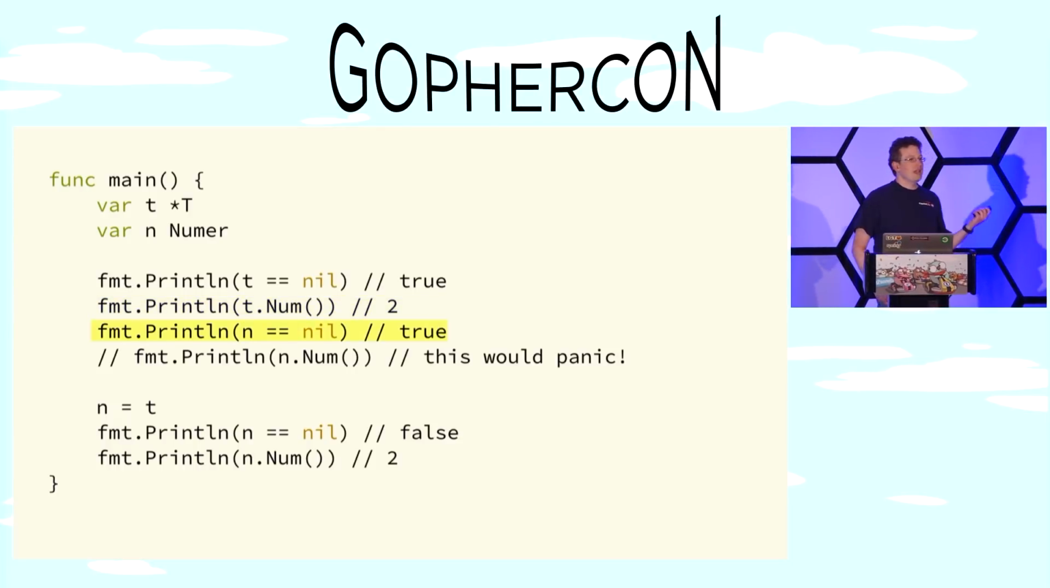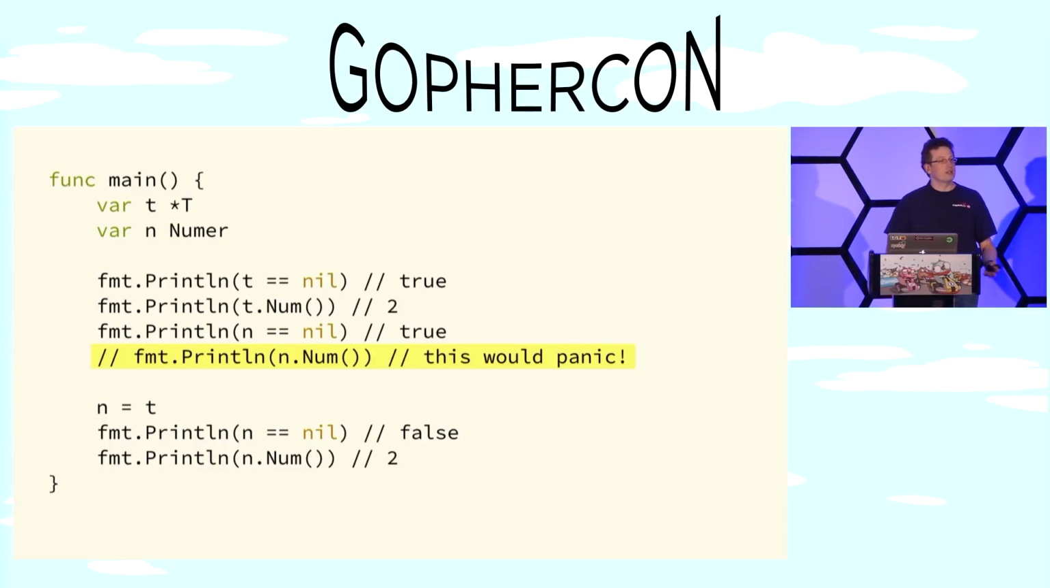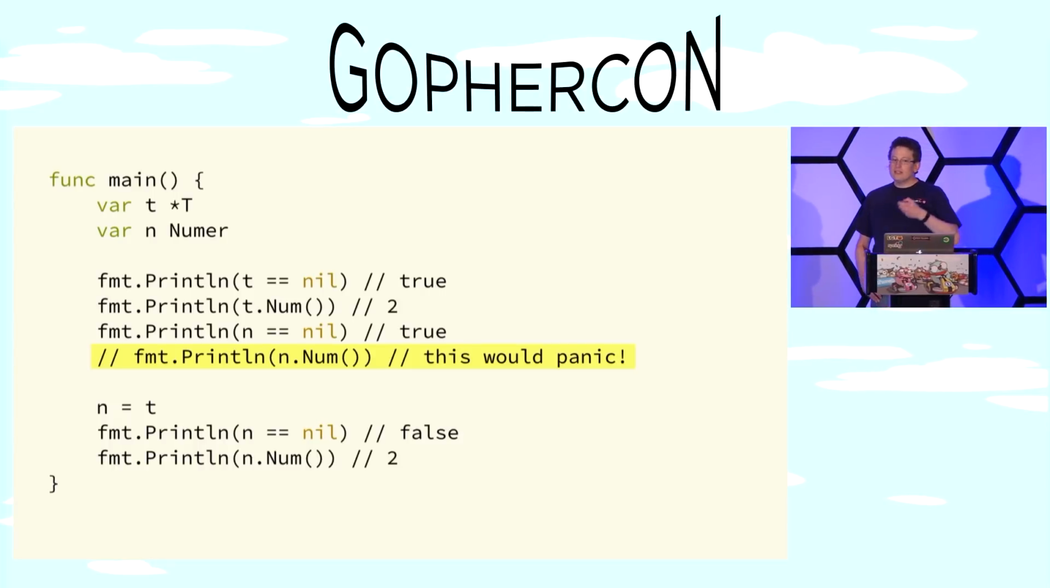We didn't assign a value to n, so it's also nil. And we've commented out the n.num line because if we didn't, the code would panic because there's no underlying implementation to actually call. So let's see what happens when we assign t to n. When we check to see if it's nil, it's going to say false. But now we can call the num method on n and get 2 back, because the underlying t type has an implementation. If we didn't include the type as part of the nil comparison, we'd have an even bigger what, because sometimes a nil interface would have an implementation, and sometimes it wouldn't.